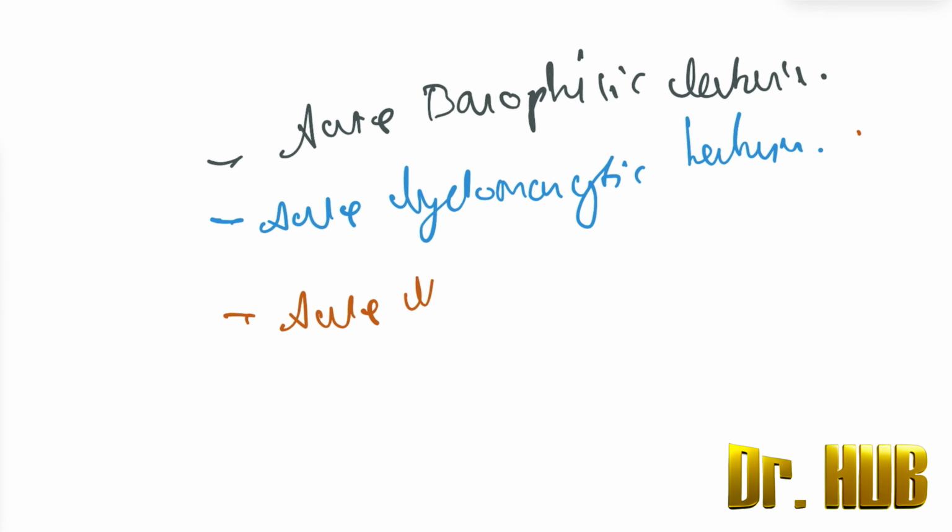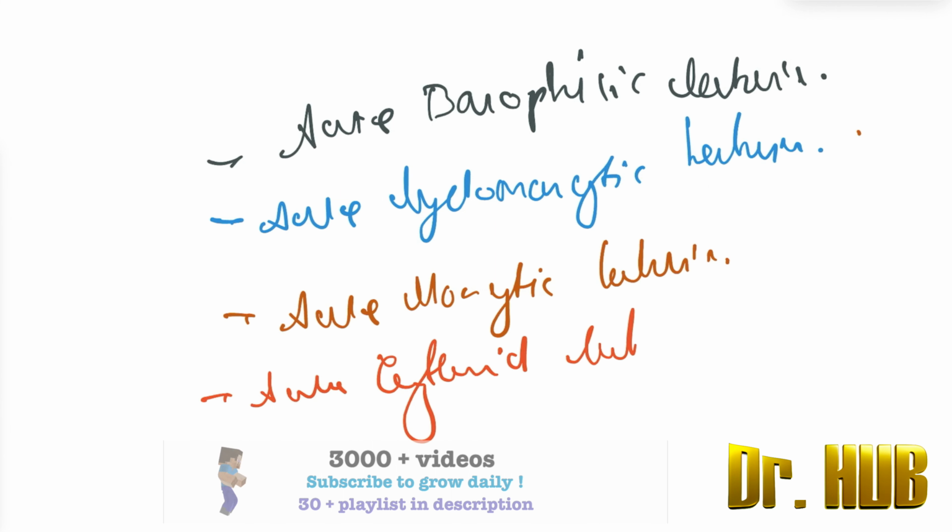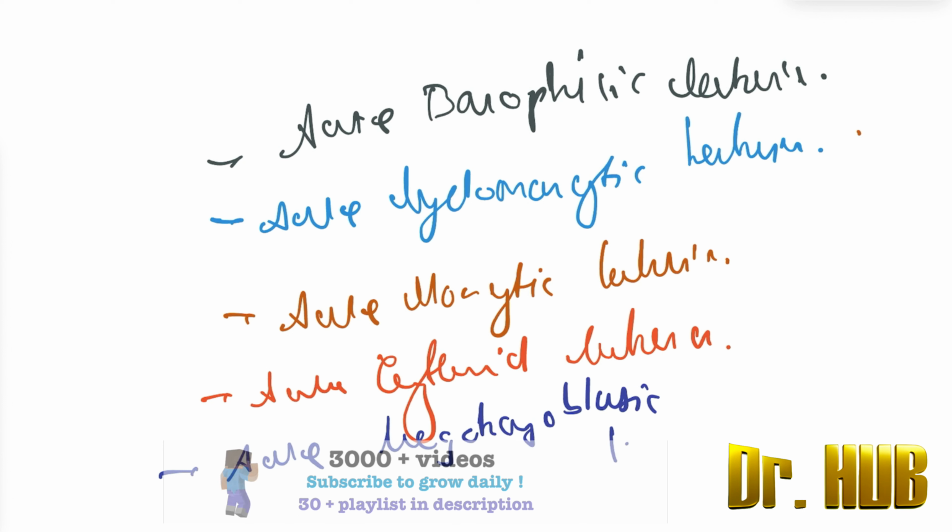Then comes the acute monocytic leukemia, we already saw. There is acute myelomonocytic, that we saw. Now it is acute monocytic leukemia. Then comes the acute erythroid leukemia, and then there is also the acute megakaryoblastic leukemia.